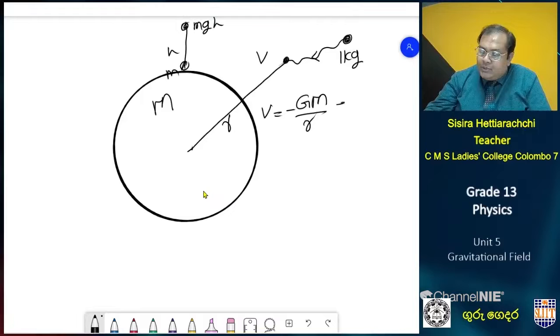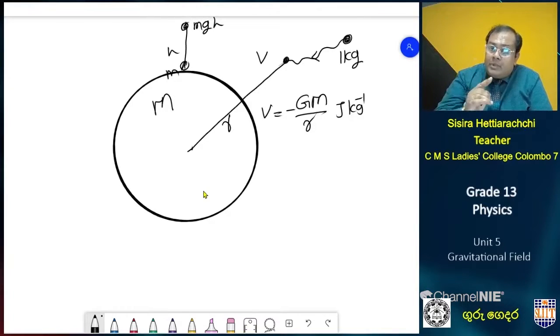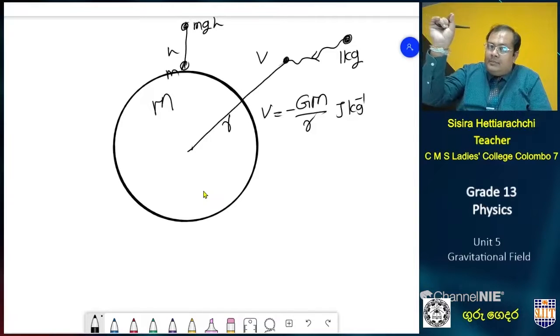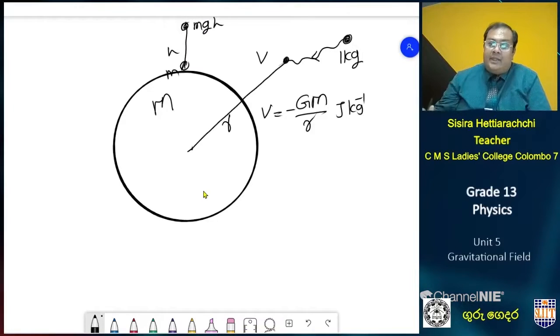Units: joules per kilogram, because we brought only unit mass. Energy stored in unit mass. The work done, the energy needed to bring unit mass from infinity to the point considered, is defined as the corresponding potential.